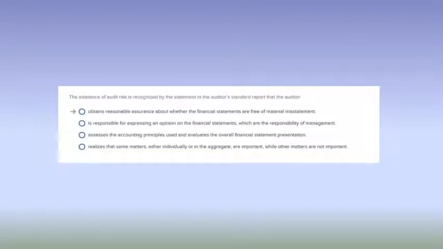Another question here: the existence of audit risk is recognized by the statement in the auditor's standard report that the auditor obtains reasonable assurance about whether the financial statements are free of material misstatement. So what we're going to learn here with audit risk is there is always a chance that there will be a material misstatement in the financial statements, and we will not identify that. And we talked about that way back in Chapters 1 and 2. No, not that far back.